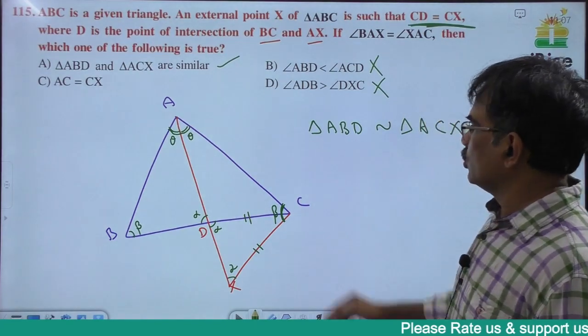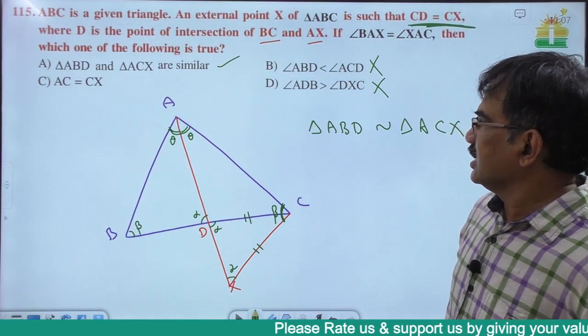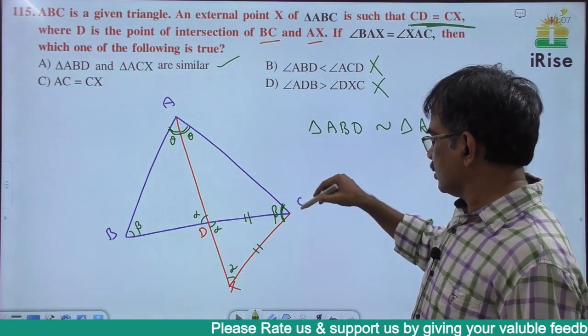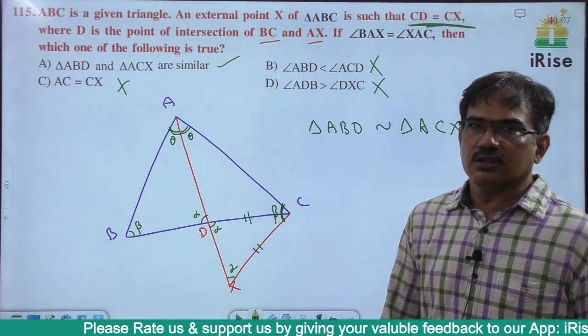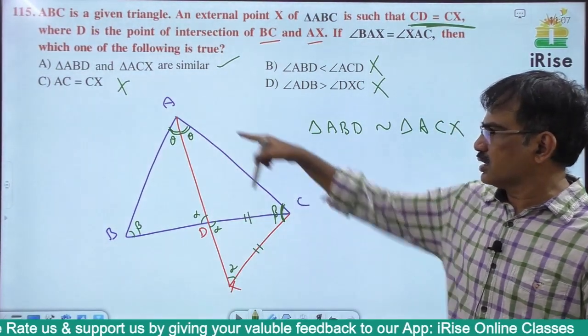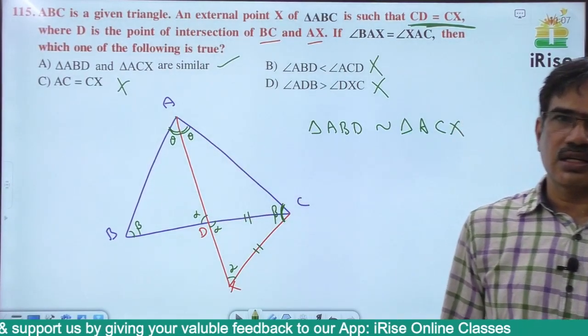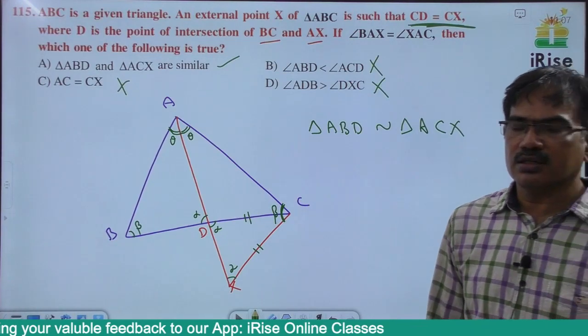Less than, greater than, not possible. Okay, the angles we don't know which one is more and which one is less. AC is equal to CX. Not possible. We can't say. So just the answer is this triangle and this triangle are similar triangles. Okay. Next question.